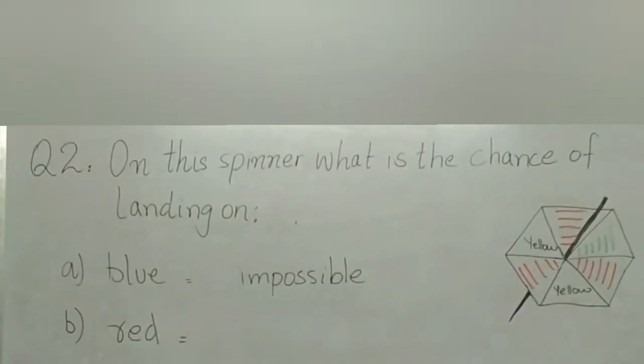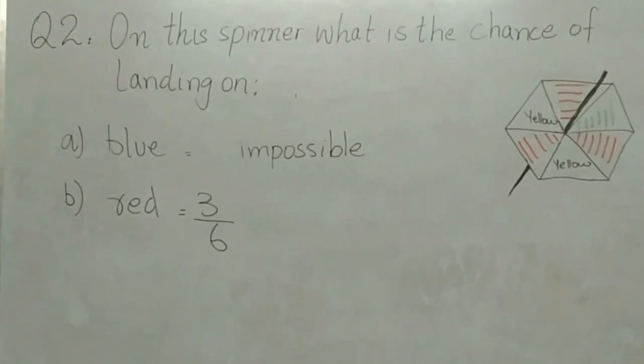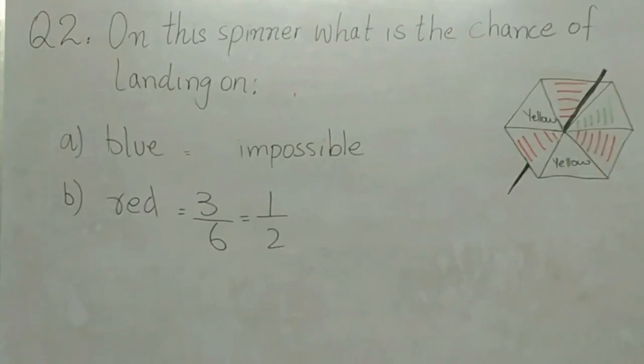Now take the example of the red part. How many red parts are there? There are 3 out of 6. So in fraction form we can write like this: 3 out of 6. When we simplify it, we get half, means even chances. There are half chances or even chances of red color that can come.